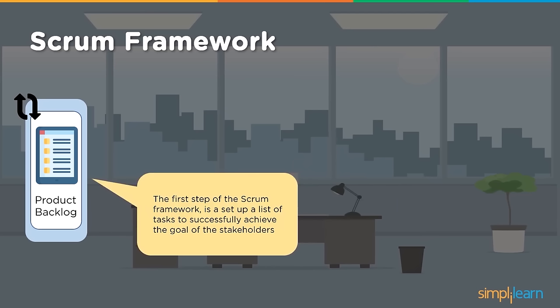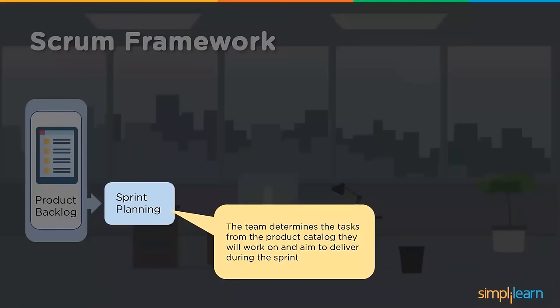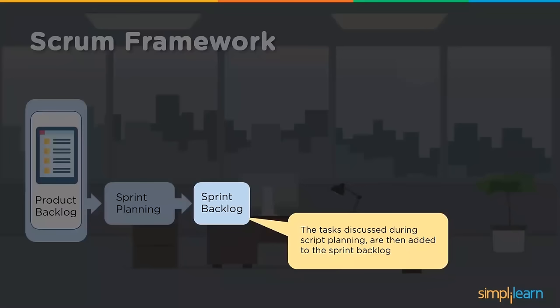So product backlog is the first step of the Scrum framework, a list of tasks to successfully achieve the goals of the stakeholders. We discussed that while discussing product backlog. Further, sprint planning happens where the team determines the tasks from the product backlog they will work on and aim to deliver during the sprint. Now this is negotiated, understood, agreed, and then moves towards the sprint to get delivered. Then sprint backlog are the tasks discussed during the sprint planning, the previous step, and then added to the sprint backlog.